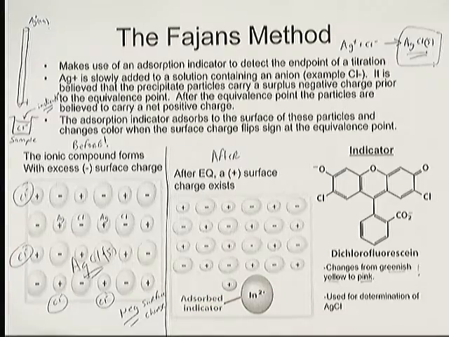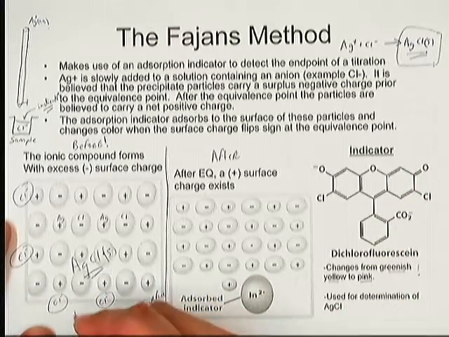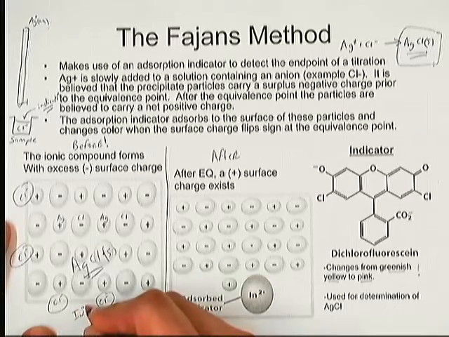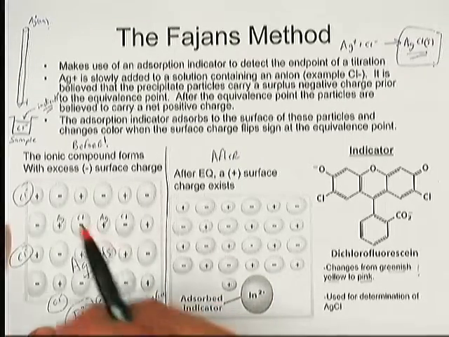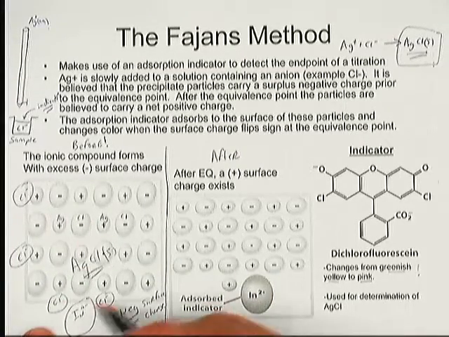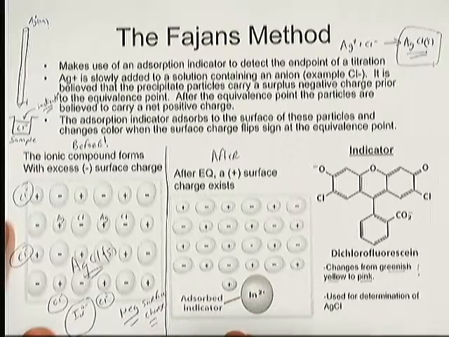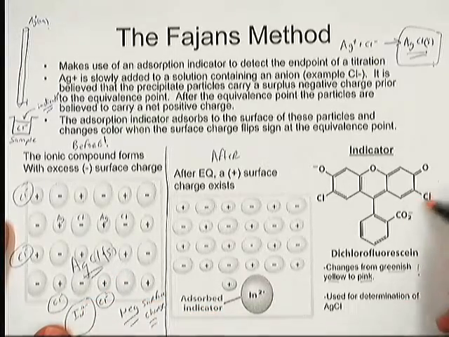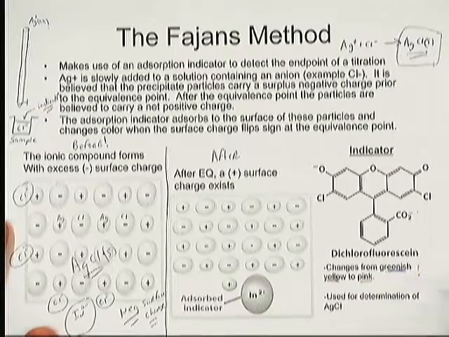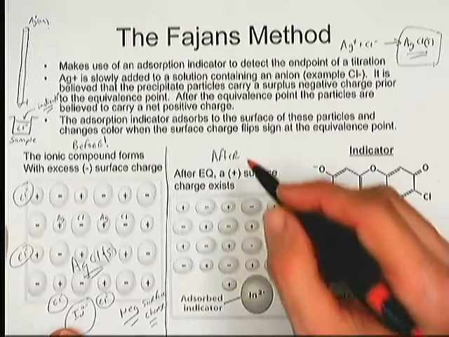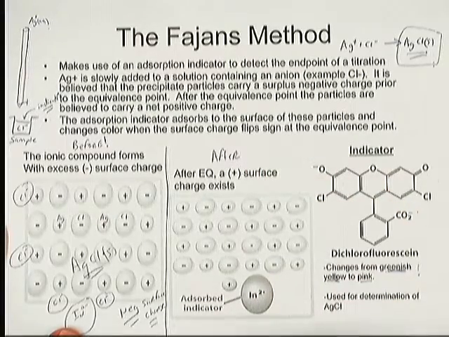Now, if one of these indicator molecules comes to the surface, and I'm just going to abbreviate that here as In 2- to be consistent with the other drawing, it can adsorb to that surface and interact with the surface, which has a negative surface charge. It just so happens that in such a case, this indicator molecule is believed to yield this nice greenish yellow color.